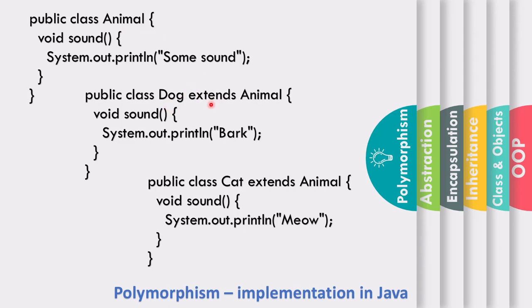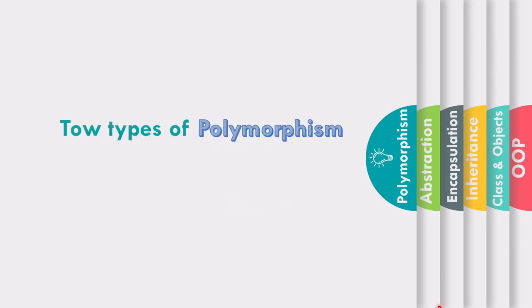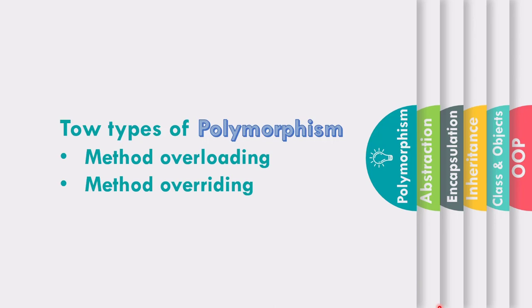Dog is a subclass of animal which has a sound method too. The cat is another subclass of animal which has a sound method. All these three classes have a sound method. The sound method is executed based on the type of the object created. That is polymorphism. There are two types of polymorphism, method overloading and method overriding.